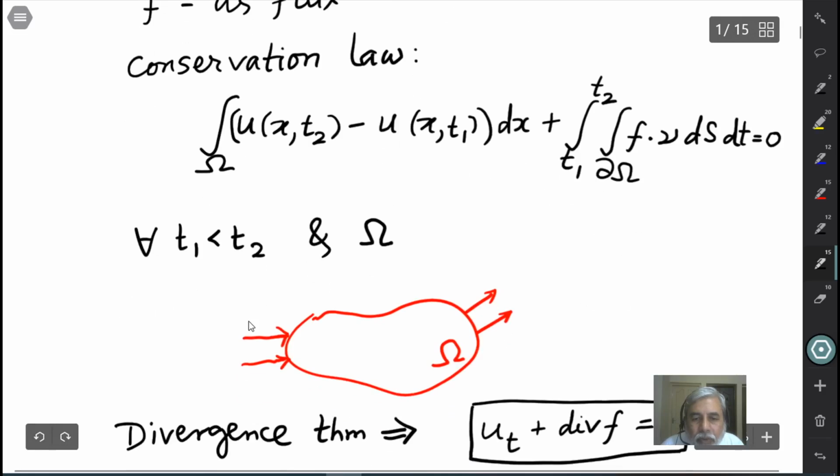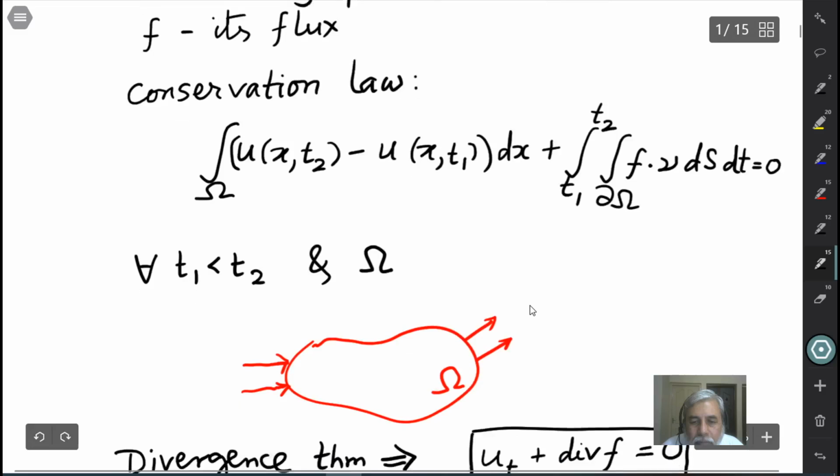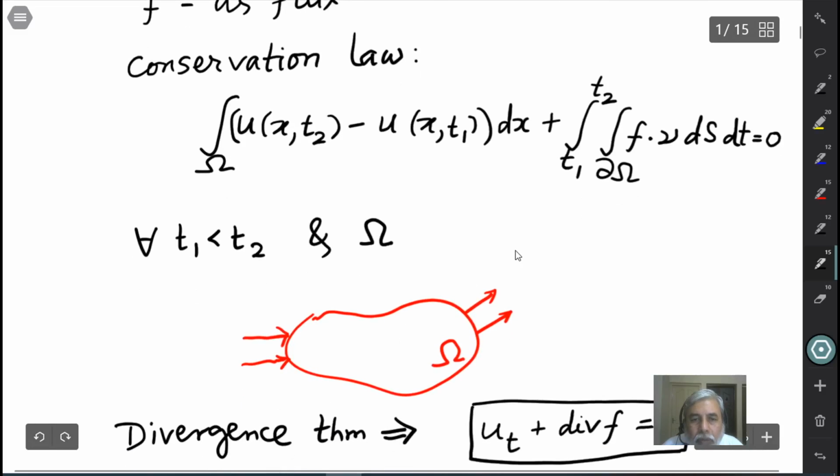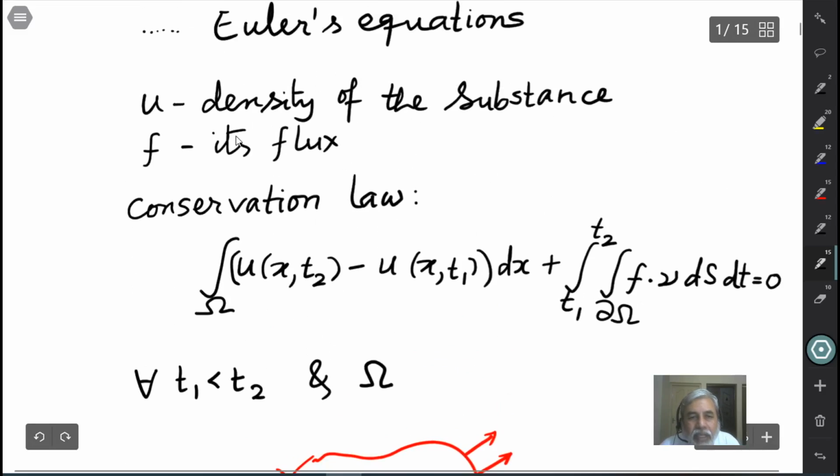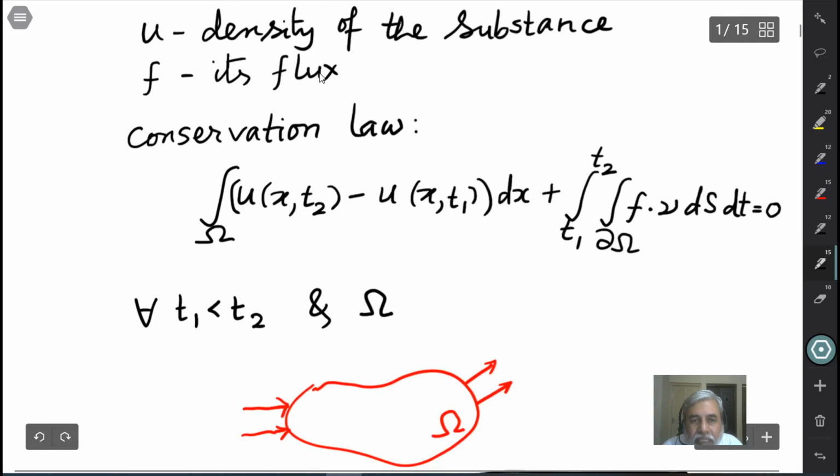So imagine a fluid flow, and there's some imaginary domain within the fluid, omega. At any time, the mass of the fluid within omega is a constant, and that's termed conservation of mass. Motivated by that, mass comes from the density, so we have a general definition of a conservation law. U is the density of that substance and F is its flux.